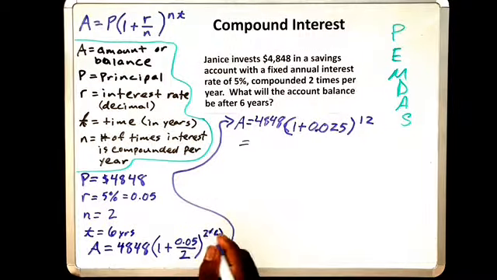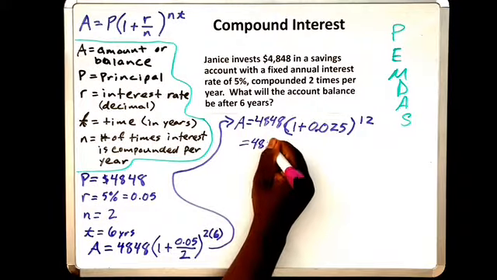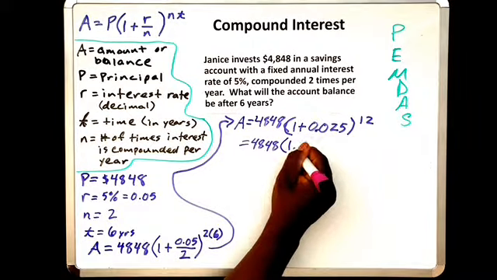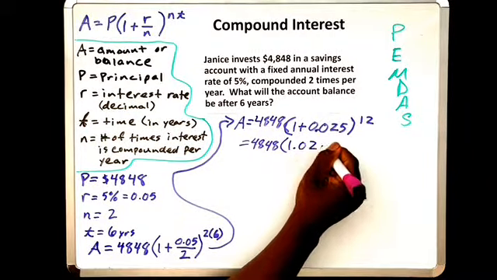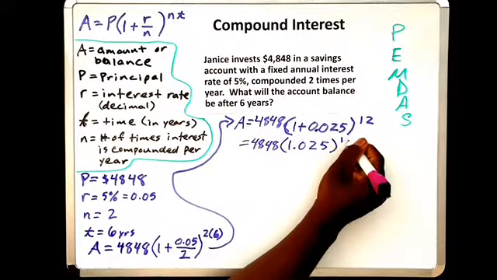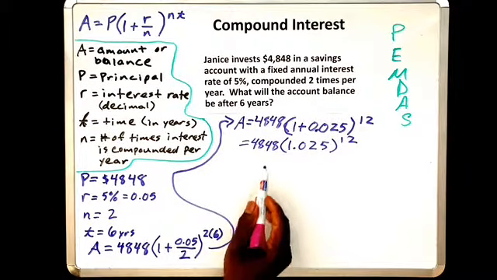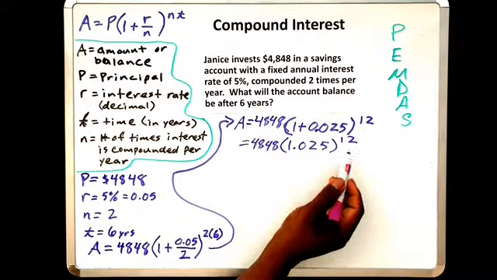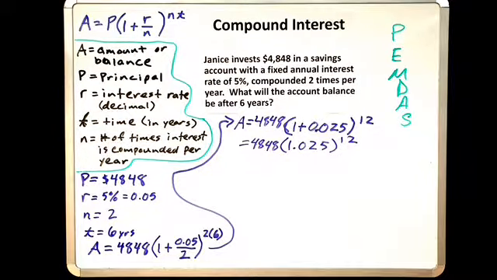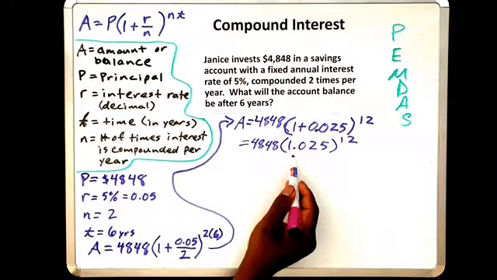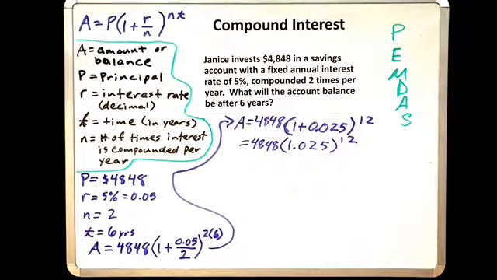So the account balance is equal to 4,848 times 1.025. And that's, again, to the 12th power. All right, now look at what we have. We have multiplication, and then we have an exponent here. Okay? So that means that what you want to do is, according to PEMDAS, the exponent comes first. So we're going to simplify 1.025 to the 12th power.